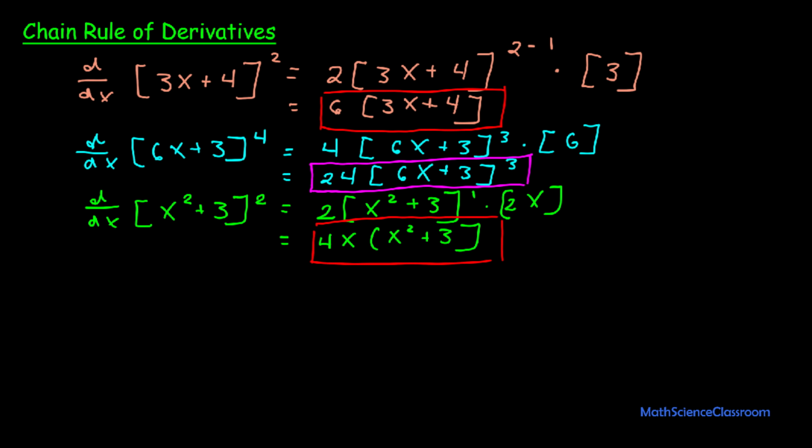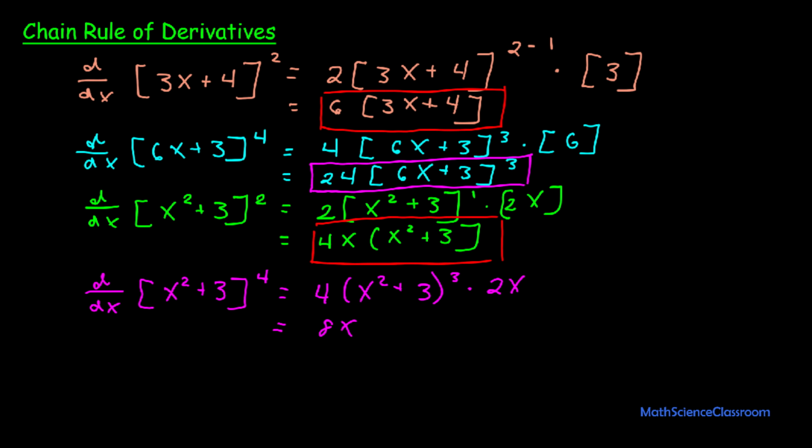Okay, and one more. d/dx of (x squared plus 3) to the 4th power equals, okay, power rule, 4 times (x squared plus 3) to the 3rd power, and now the chain rule times 2x, which is the derivative of the inner function, equals 8x times (x squared plus 3) squared.